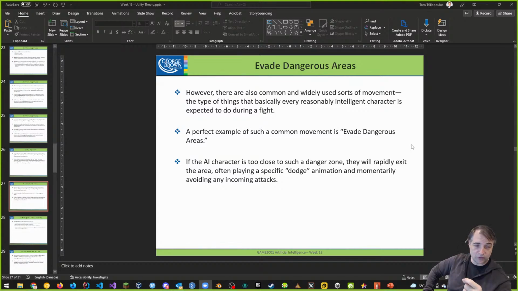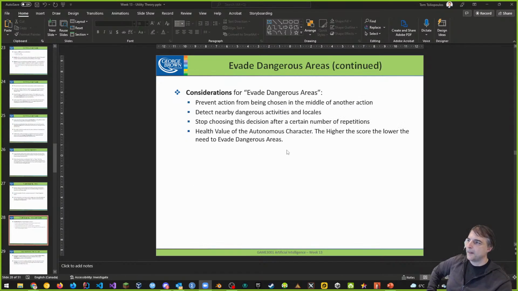So let's suppose that is your motivation: evade dangerous areas. If the AI character is too close to such a danger zone, they'll rapidly exit, often playing a specific dodge animation, momentarily avoiding any incoming attacks. Avoid dangerous areas. That might be a motivation, which is kind of interesting. So here are some considerations for evade dangerous areas.